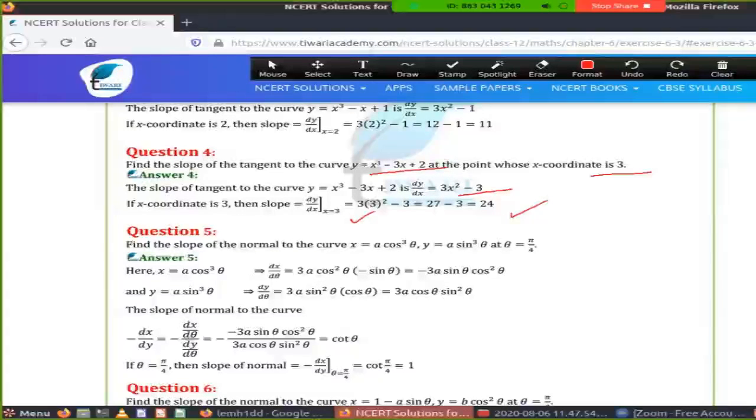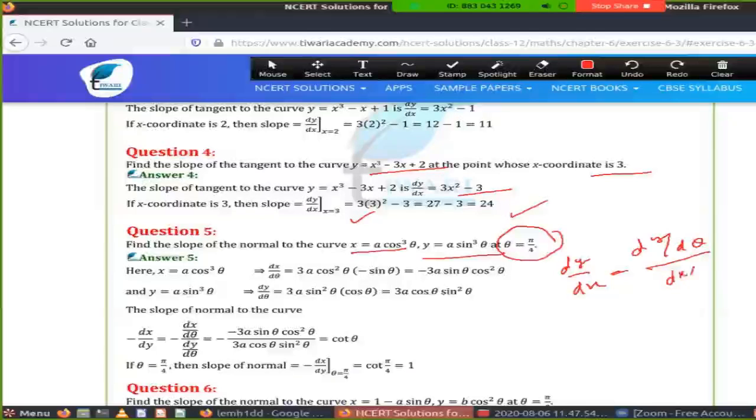Then question number 5, parametric form is given to you. x is equal to a cos cube theta, y is equal to a sin cube theta at the point theta is equal to pi by 4. Here you have to apply dy upon dx is equal to (dy upon d theta) upon (dx upon d theta). You have to apply this formula. And what you will get, that is cot theta. And at the point pi by 4, it means in the place of theta, you have to put pi by 4. And that is equal to 1 because cot 45 is equal to 1.